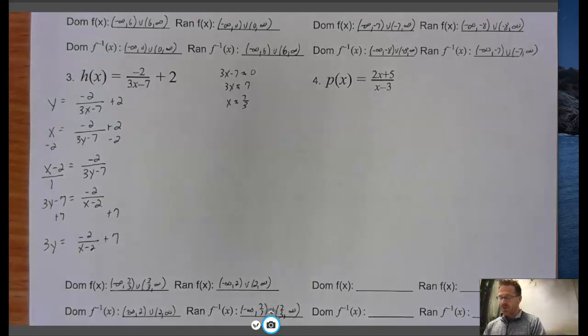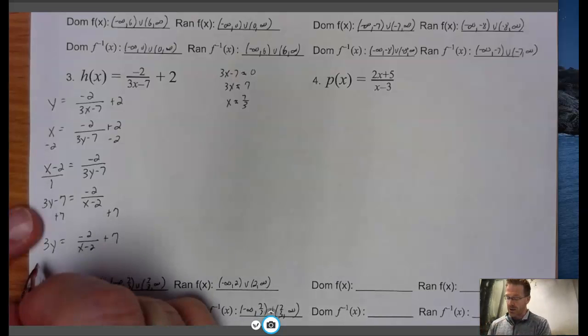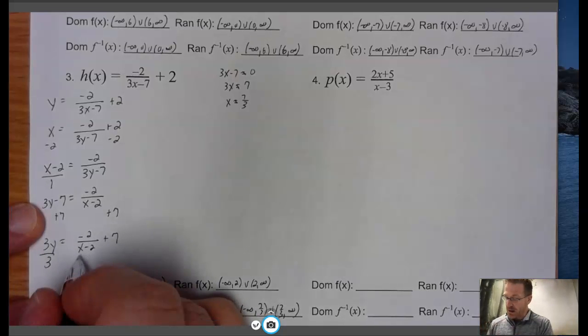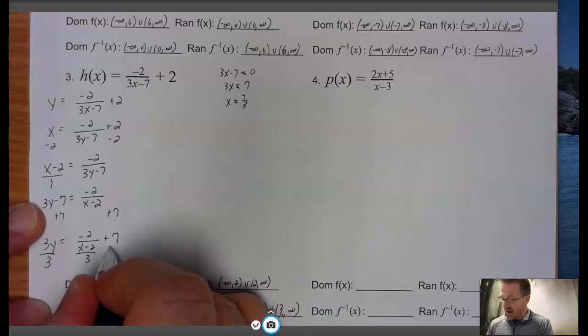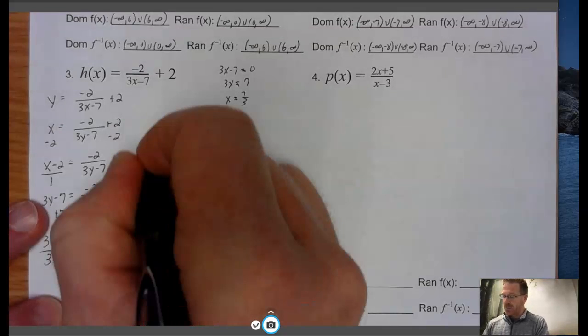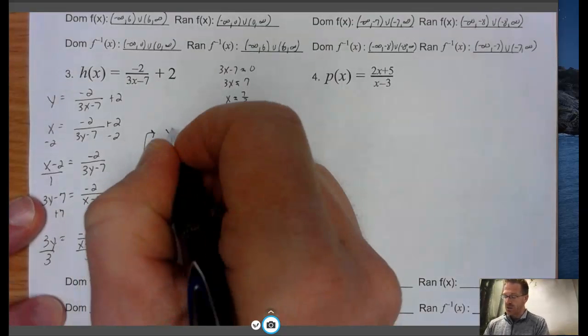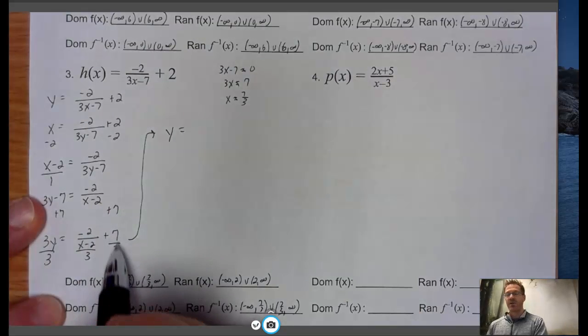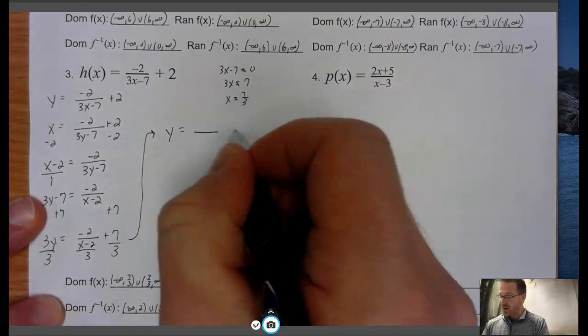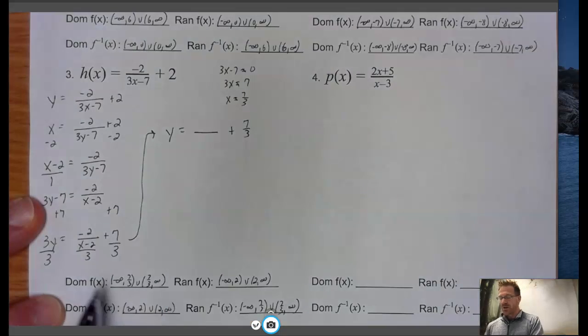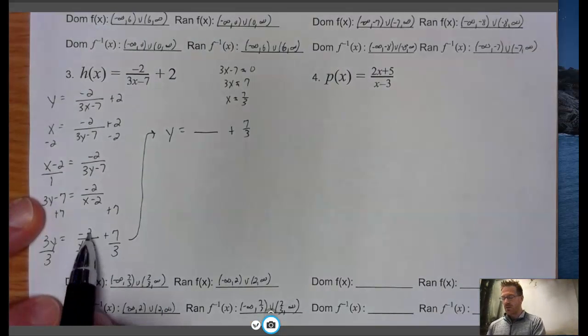Now I need to divide everything by 3. So I need to divide this by 3, I need to divide this by 3, and I need to divide that by 3. Now when I do that, that leaves me the y. This is pretty obvious because I can see that that's going to be plus 7/3. Now when I divide everything here, we already have a fraction here, so this 3 just ends up in the denominator.